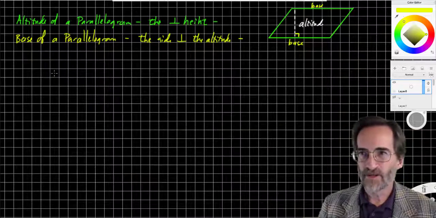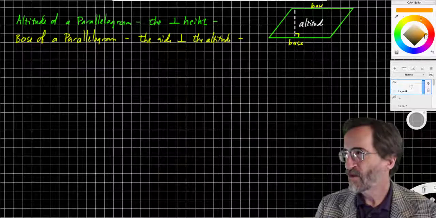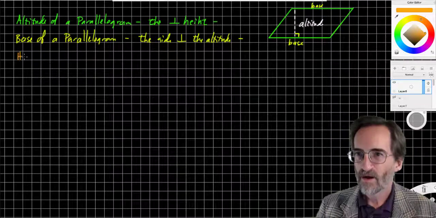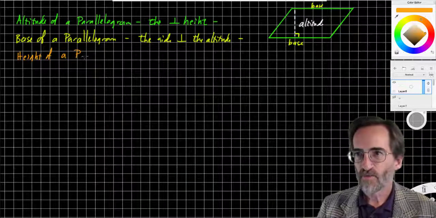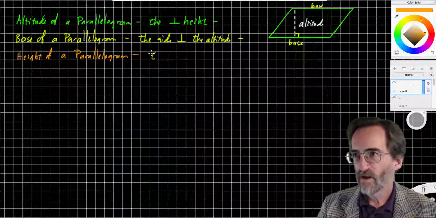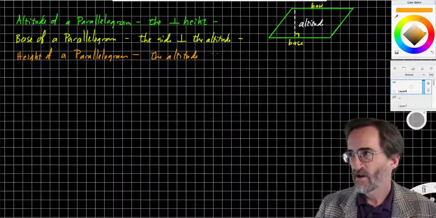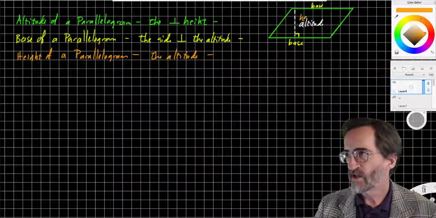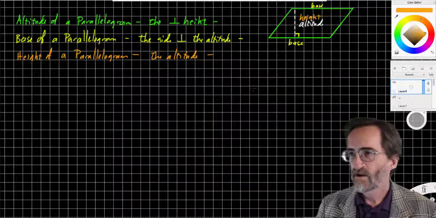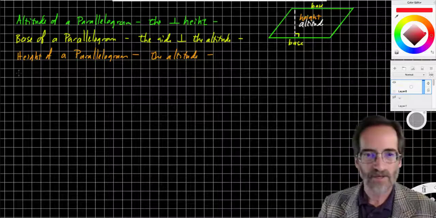And height of a parallelogram. Height is just another word for altitude. The altitude. Example, this is also the height. Okay, next words have to do with triangle.